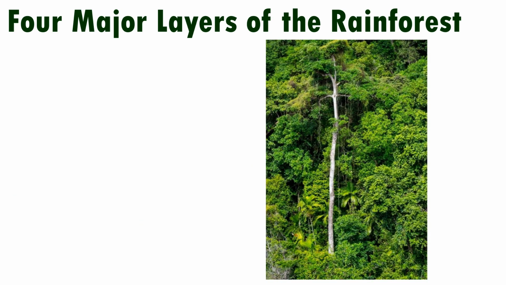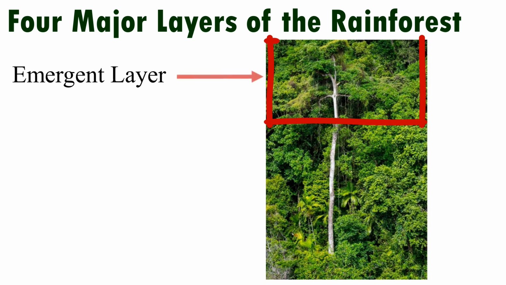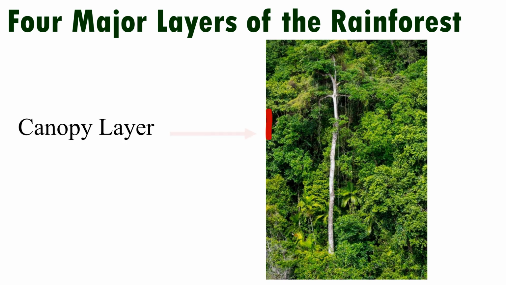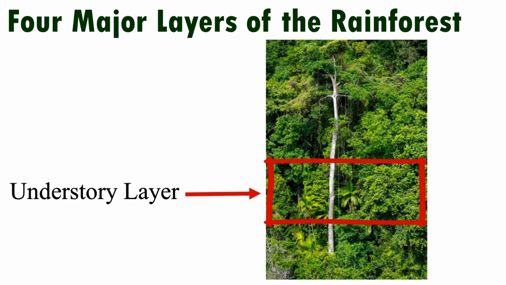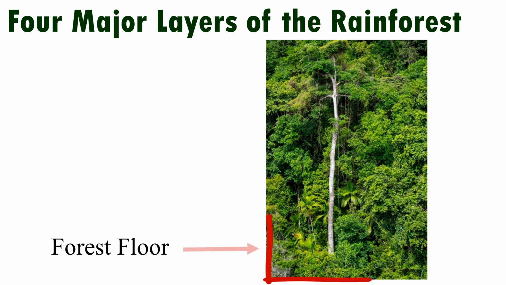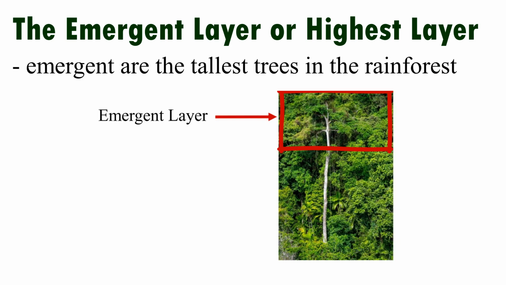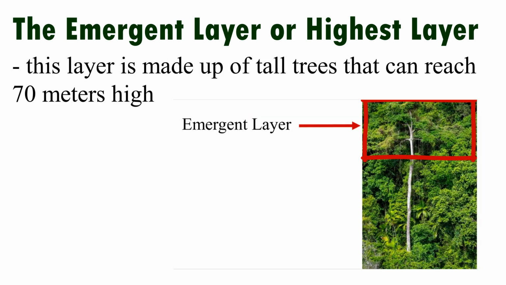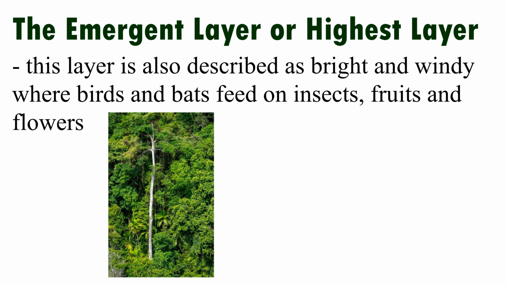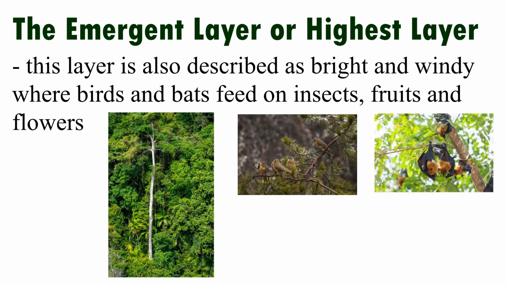The four major layers of the rainforest: emergent layer, canopy layer, understory layer, and the forest floor. The emergent layer or highest layer. Emergent are the tallest trees in the rainforest. This layer is made up of tall trees that can reach 70 meters high. This layer is also described as bright and windy, where birds and bats feed on insects, fruits, and flowers.